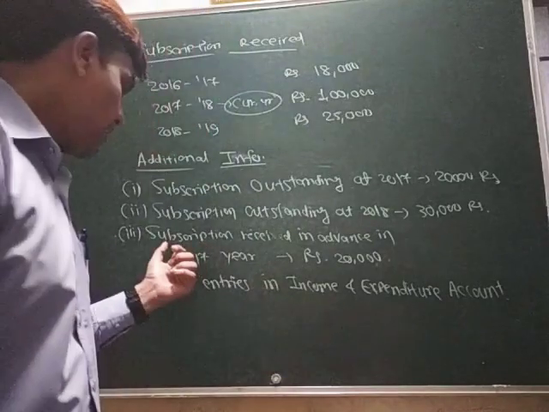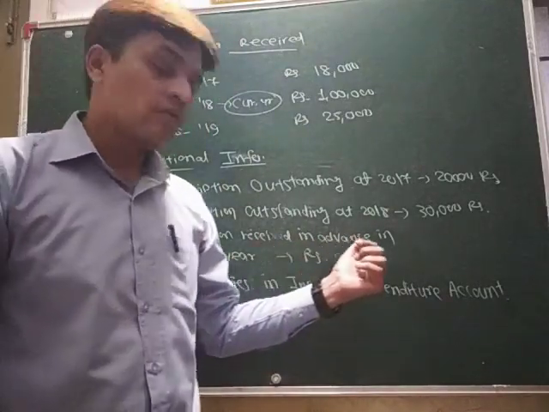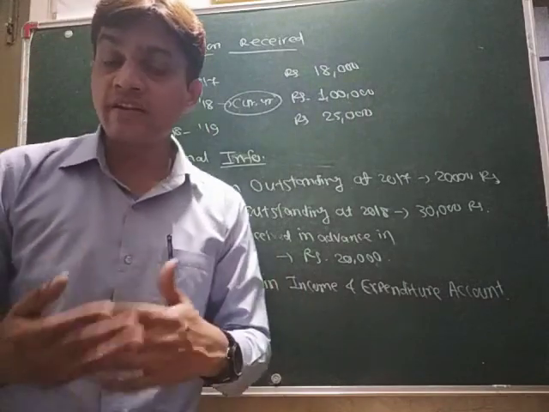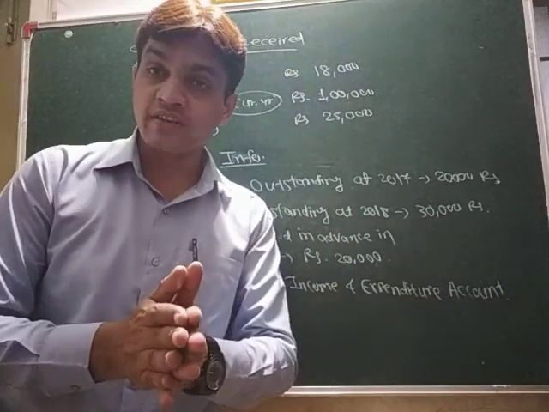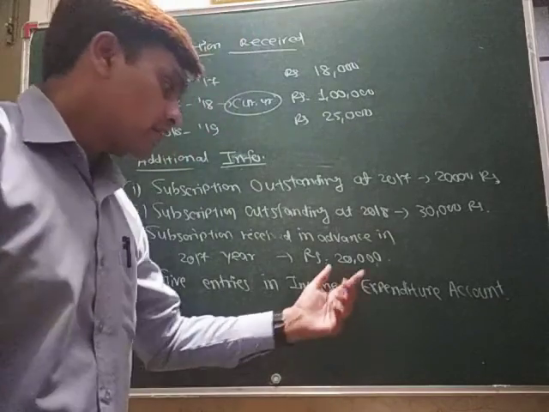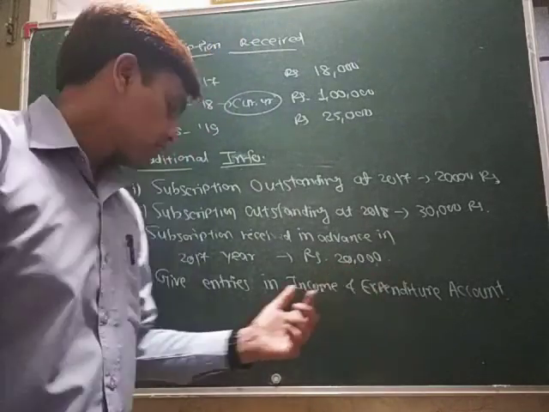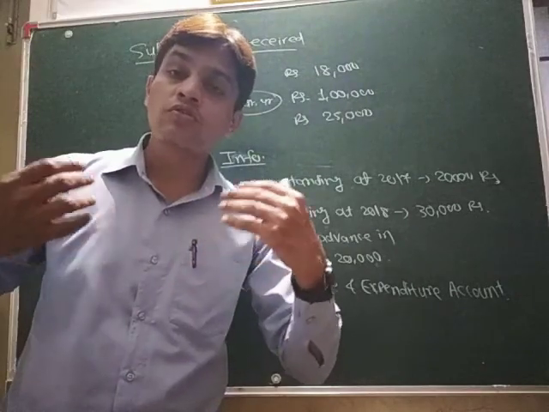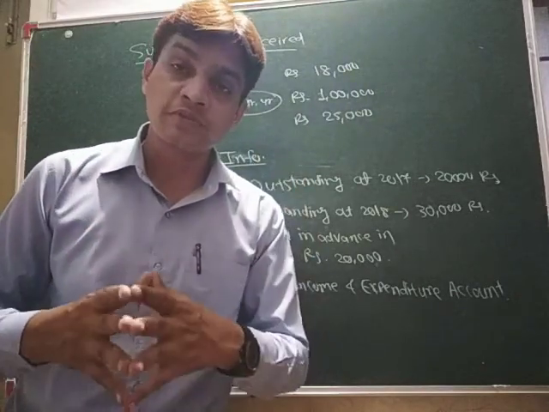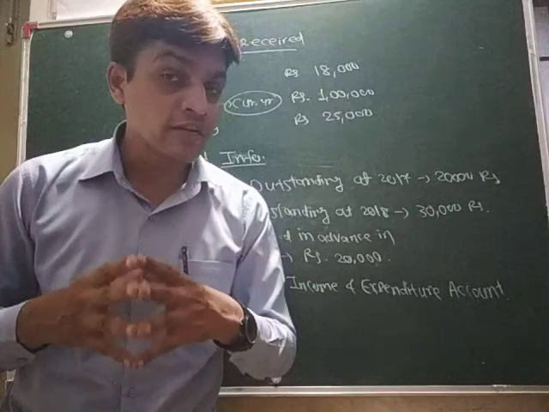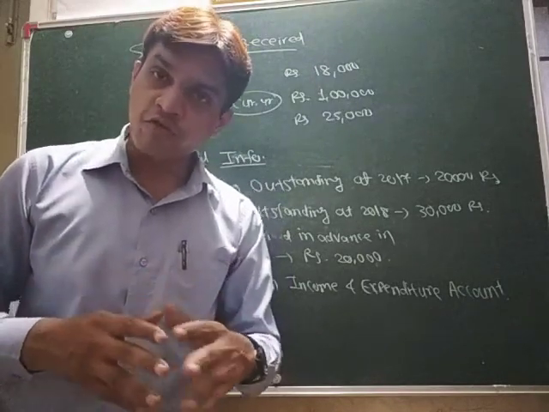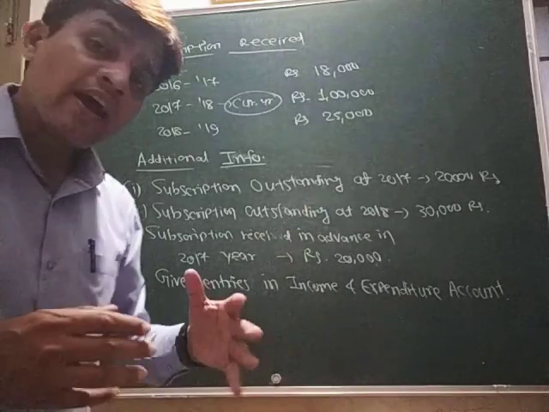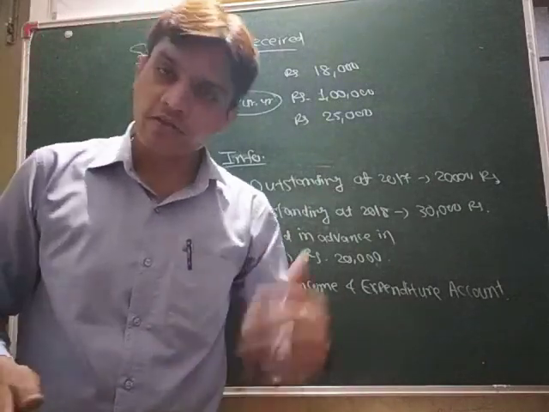And subscription received in advance in 2017. In 2017 the subscription had been received in advance, and that is 20,000 rupees. So now by all this information we want to make the perfect subscription entry in the income and expenditure account. First of all, record it in your notebook. I will give you some time for that, and then we will try to solve it. Just record it.